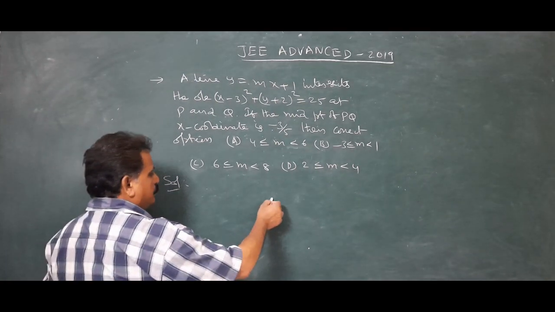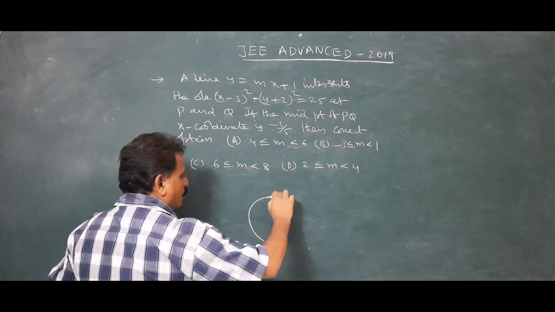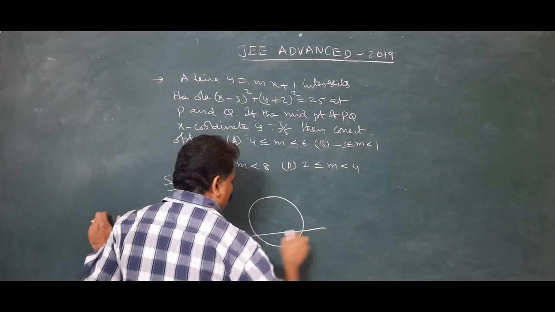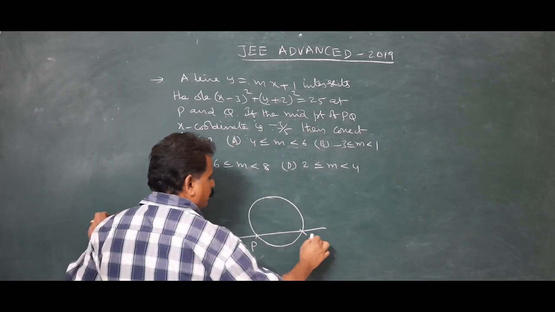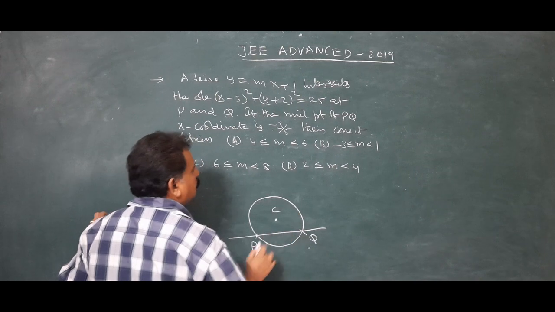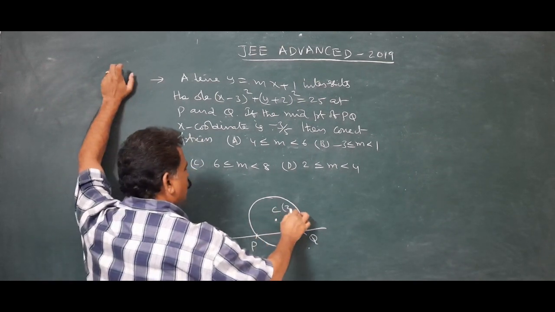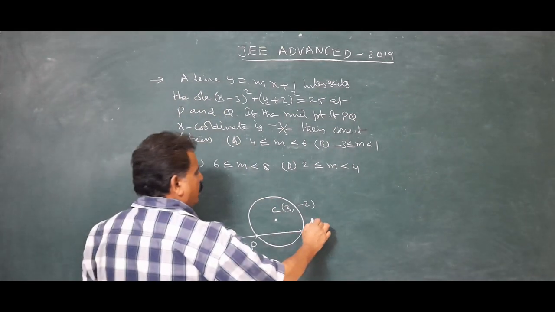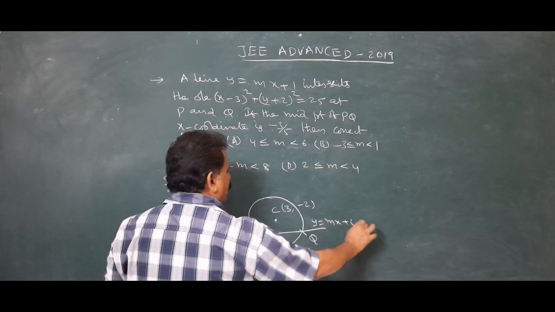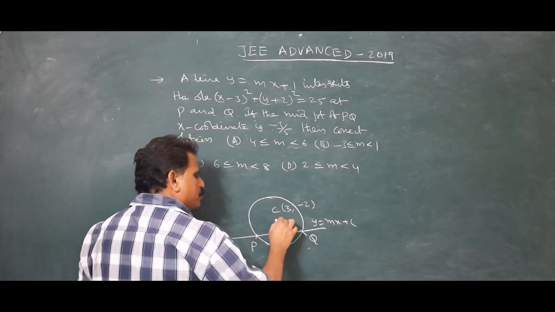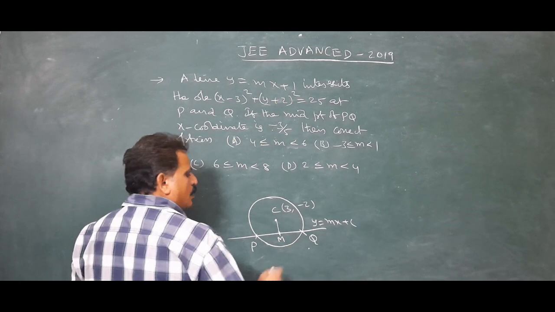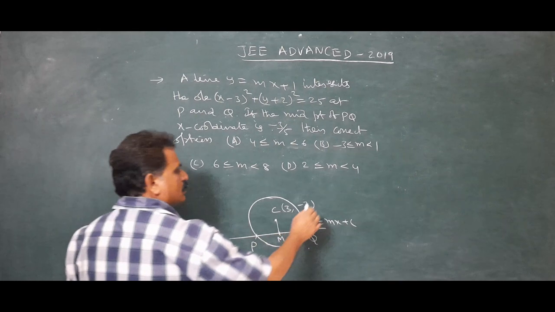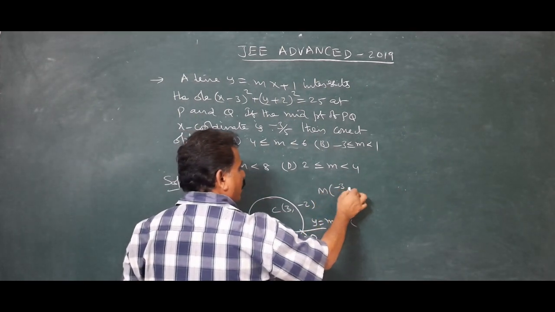So one circle is given, one line is given. A line cuts the circle in the points P and Q. C is the center of the circle. Center of the circle is (3, minus 2). Now PQ equation is y equal to mx plus c. Its midpoint M has x coordinate minus 3 by 5.